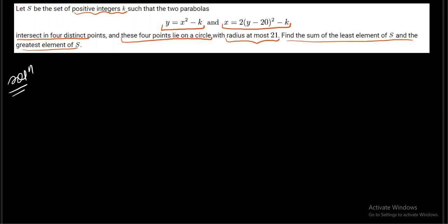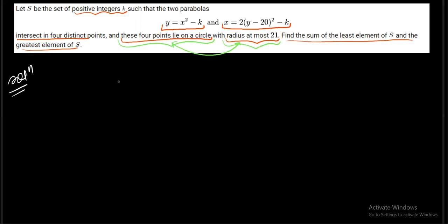What you have to do is get the sum of the least element of S and the greatest element of S. We can easily calculate that once I have the set S. So let's start. Which condition would you like to start with to solve the question? The 3 conditions are there. The first one is that the parabolas must intersect in 4 points. Second says that they are concyclic and the radius of that circle is at most 21. Well, I'm going to start with these 2 conditions. That means I'll start with the concyclicity and after that the radius of that circle should be at most 21. Okay? How to start?